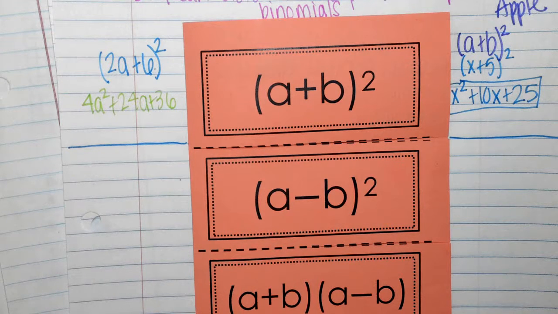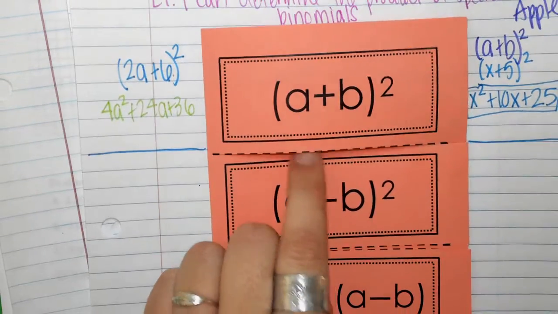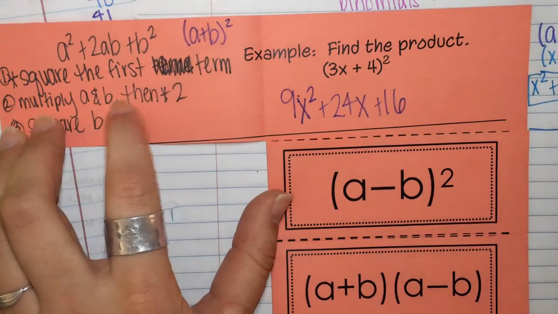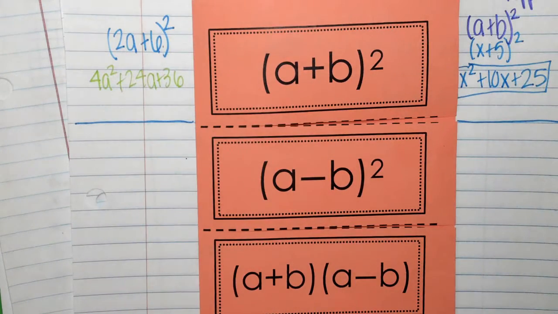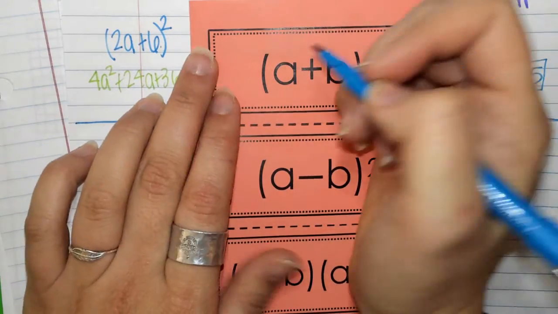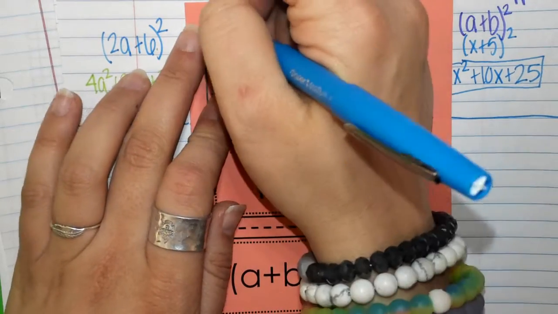Alright, do we need to do one more? Okay, we'll do one more. That's the middle step, is to multiply. The middle step is to multiply a and b, then multiply it by 2. Every time. Alright, so I'm going to write this one on the front of my foldable.